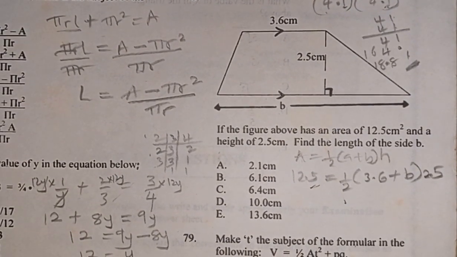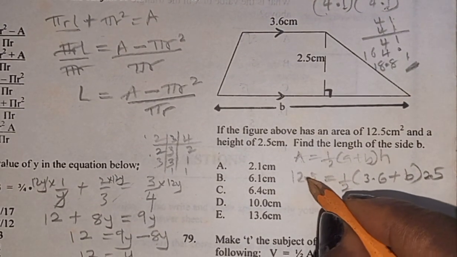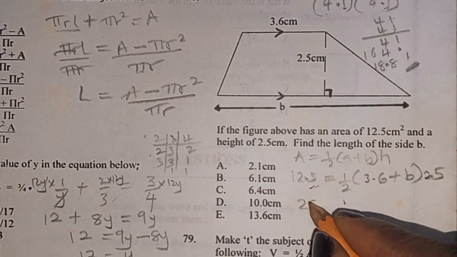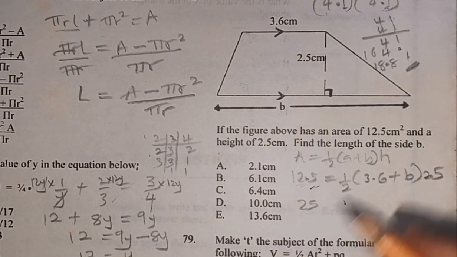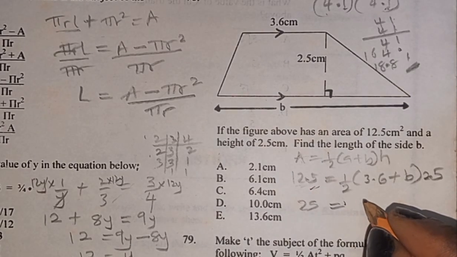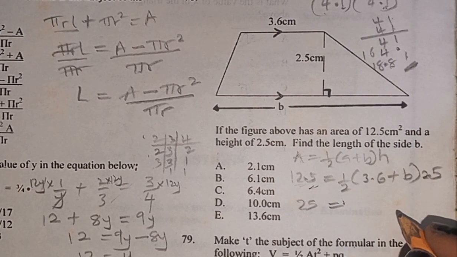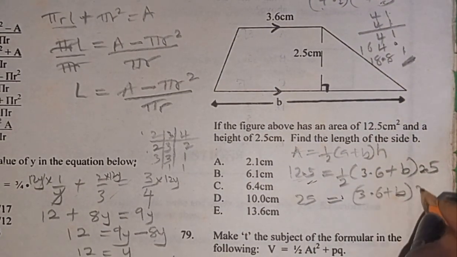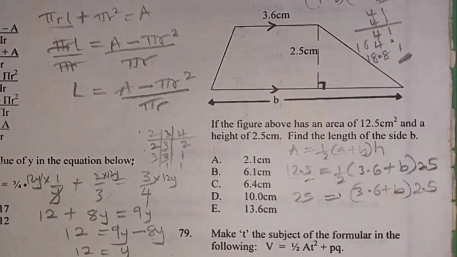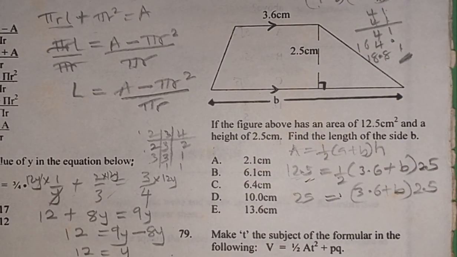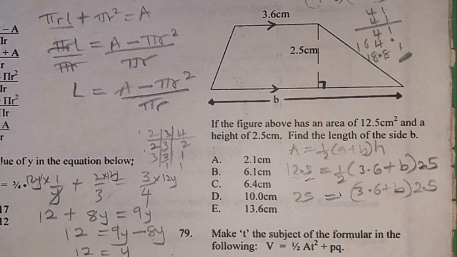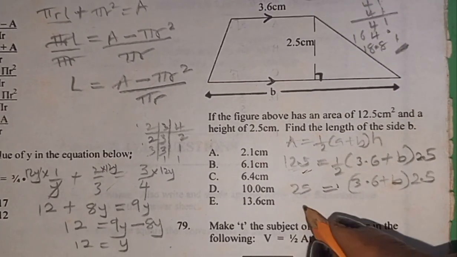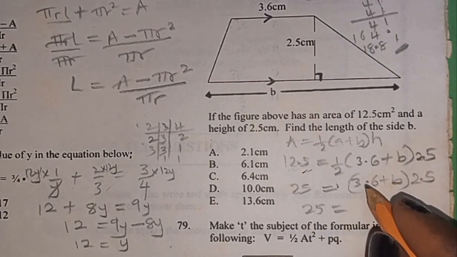So this is what we are solving to get our B. In this case, I will advise we quickly cross this times 2. So 12.5 times 2 is 25, okay? This is 12 and a half, so in two places it is 25. You cross that one. So we are left with 2.5 times what we have inside, okay? So we have 3.6 plus B multiplied by 2.5. I'm thinking, should we change it to a fraction? Changing to a fraction will be better, or we multiply the way it is. No problem. So we have 25 equals 2.5 times 3.6.